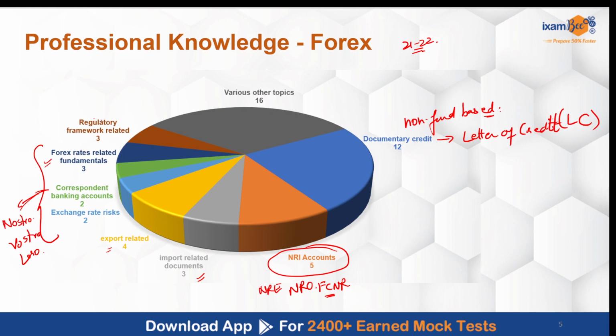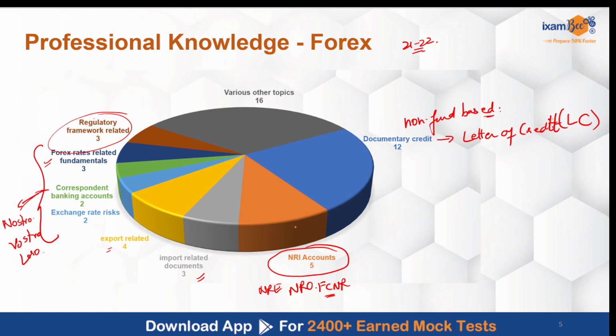From the regulatory framework, there were around 3 questions, and then exact nature of some other 16 questions was not there, but they were scattered around the various other topics from these or others, like the Forex facilities and all.